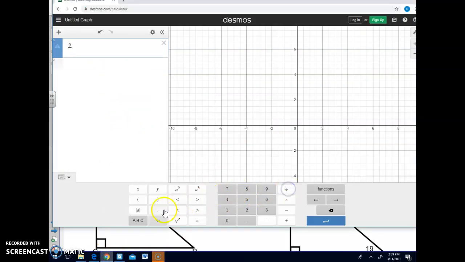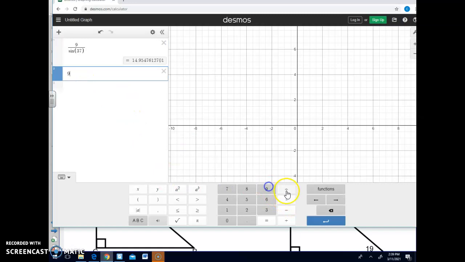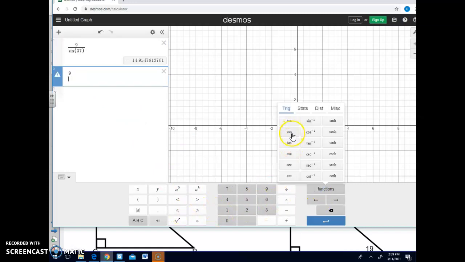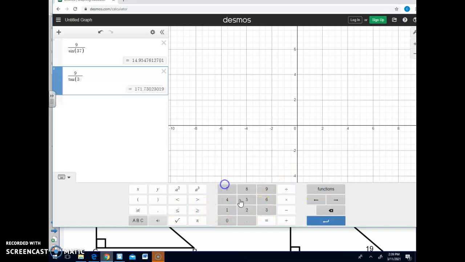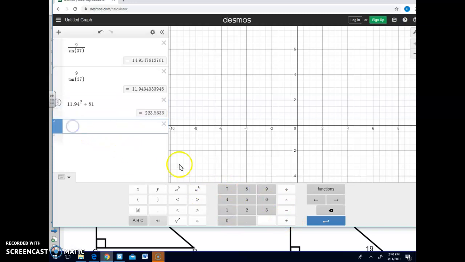So 9 divided by the sine of 37 and 9 divided by the tangent of 37. There we go. And if I want to check my work, I can do 11.94 squared plus 9 squared, which is 81. And now I'll check that answer.